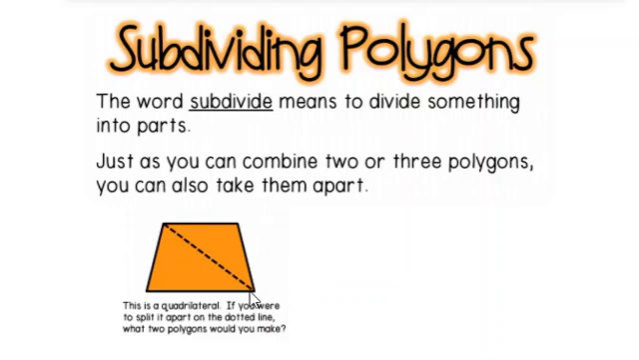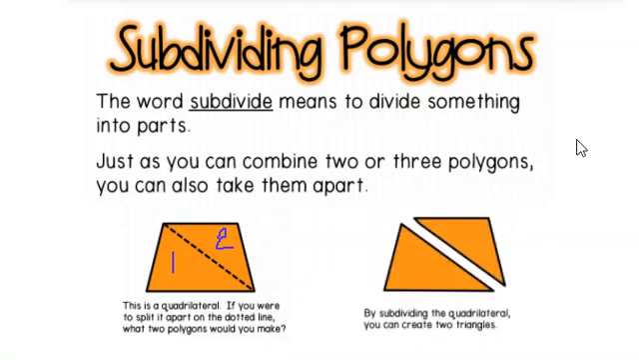Think about this as taking a scissors and cutting along the dotted line. You're going to create 2 new polygons. Can you figure out what they would be? By subdividing the quadrilateral, you can create 2 triangles.